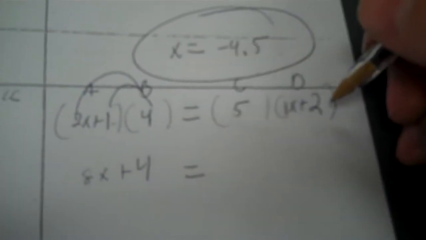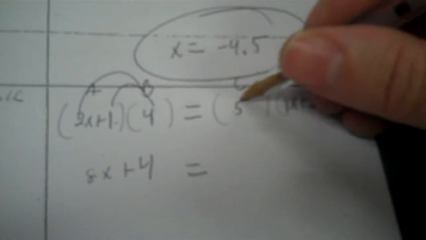So first I take 4 times 2x, and then I take 4 times 1. So that's going to be 8x plus 4 on that side. The parentheses are now gone. Okay, now on the other side, the rainbow is spraying from the number by itself, the 5. So I'm going to take 5 times 1x and 5 times 2 separately. So that's going to be 5x plus 10.